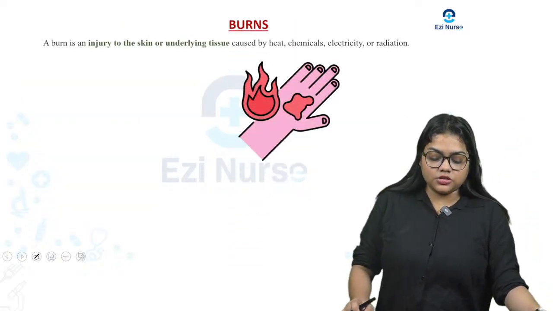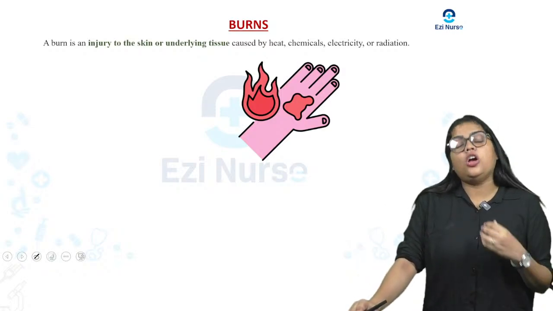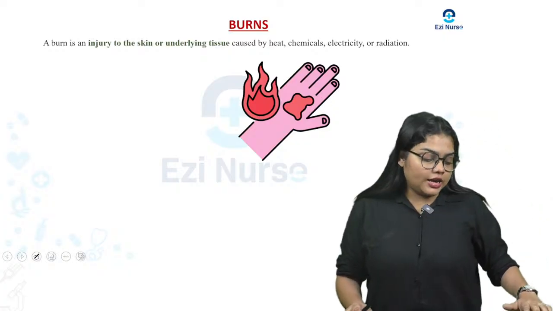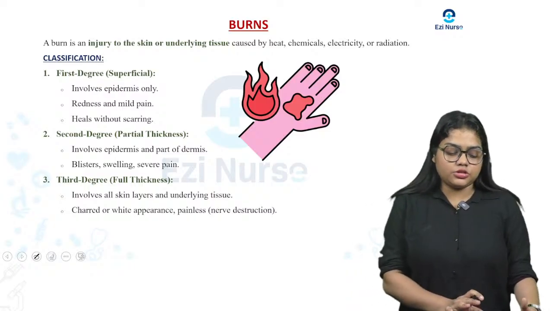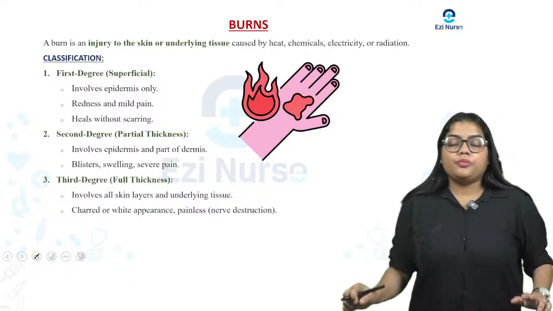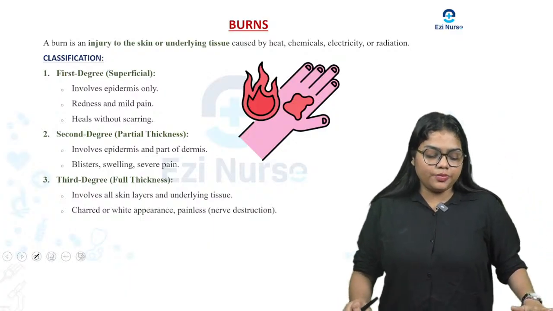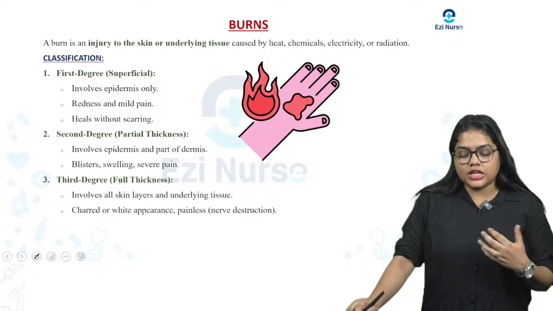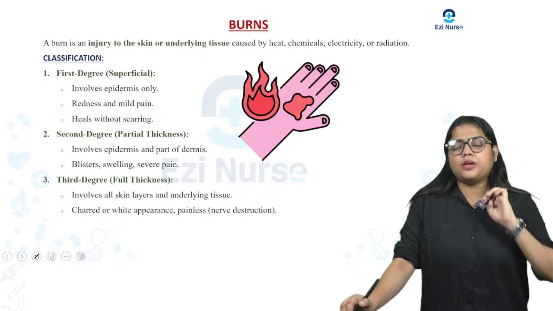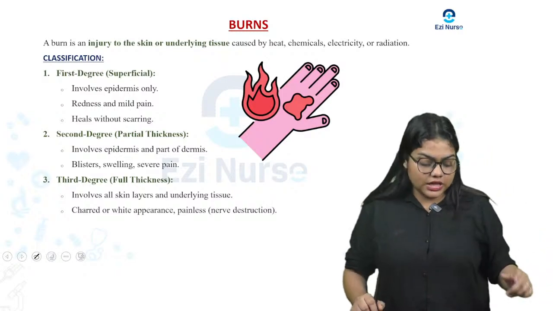The next is burn. So as we know, what is burn? A burn is an injury to the skin and underlying tissue, and the cause is heat, chemicals, electricity or radiation. So we have different types. There are three main types, which is first degree, second degree and third degree. The first degree involves the epidermis, the surface layer only. There will be redness and mild pain. Okay, and it heals without any scarring of the skin.